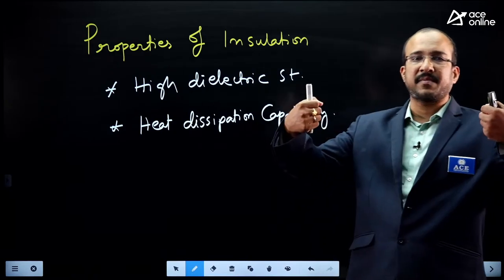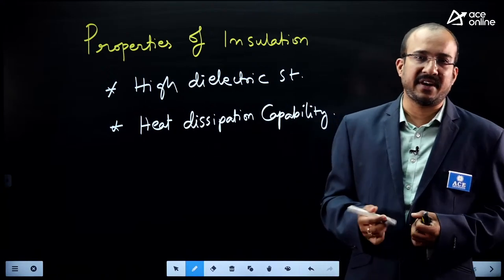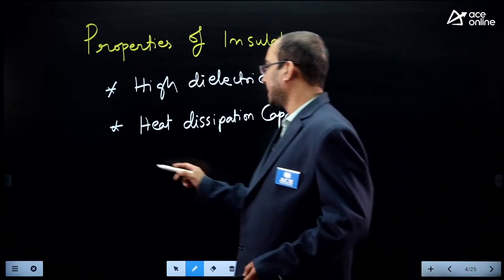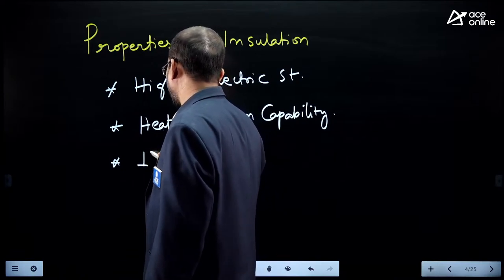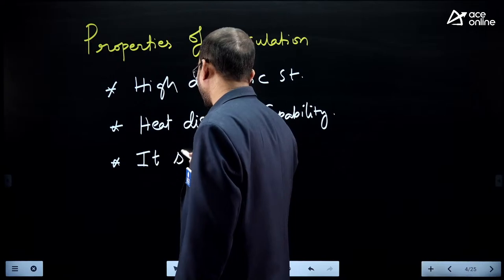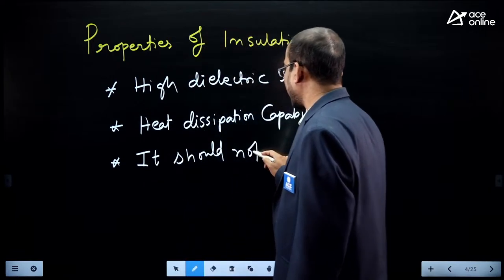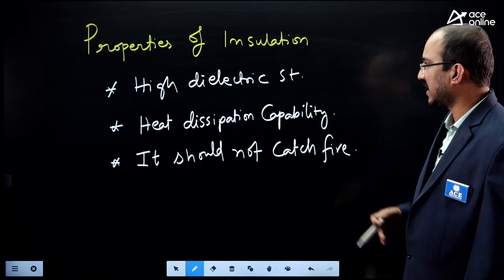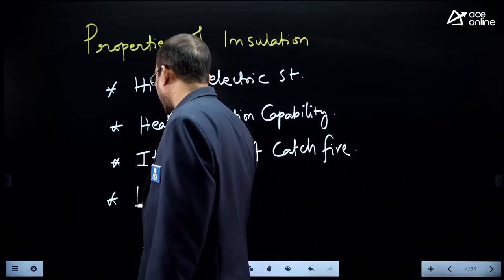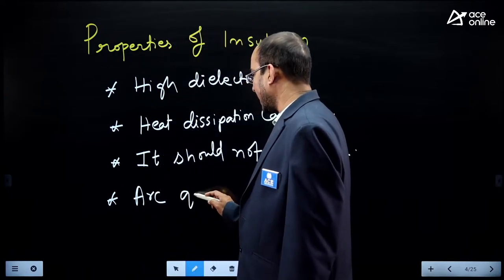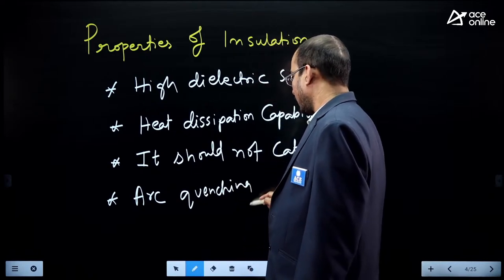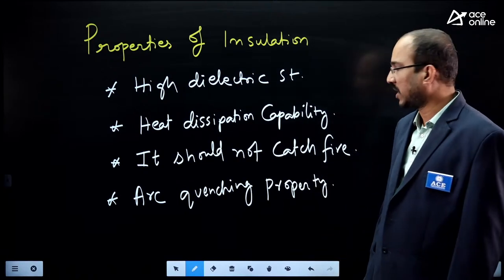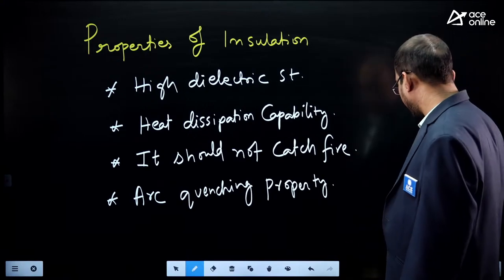Whenever the contacts are separated, there will be formation of an arc, and that arc will generate heat. So, the insulation should have heat dissipation capability. It should be free from impurities and non-flammable. Apart from this, it should have arc quenching property. That is the basic requirement.